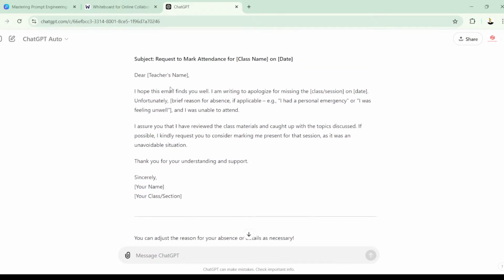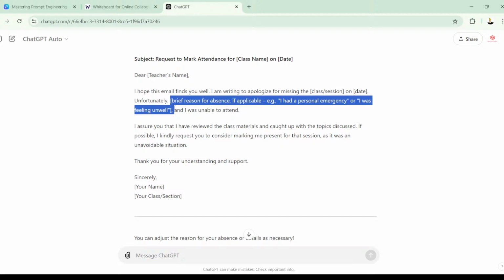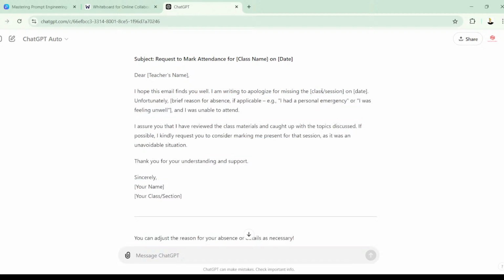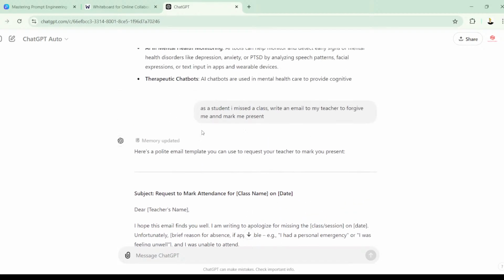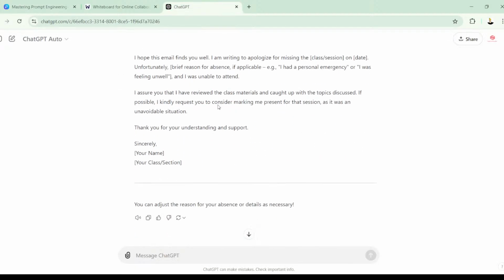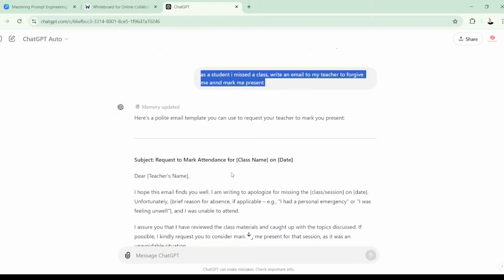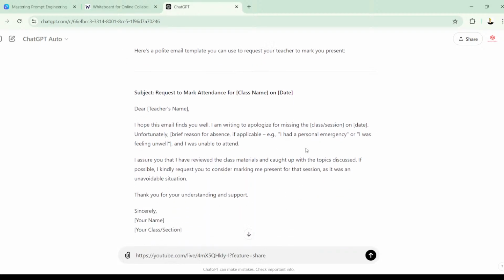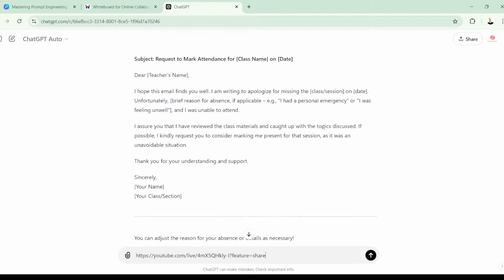As you can see, it is a basic email and it has created an example of a note. I had a personal emergency, right? It is a kind of template. Here you have to write your own, and here you have to write the class. So this is the context, a small example of context. If you want to give more context, then you can. The second part is specificity. To make it more specific, you can add more details here, right? For example, the date of the class, timing of the class, and why you were not present, right?